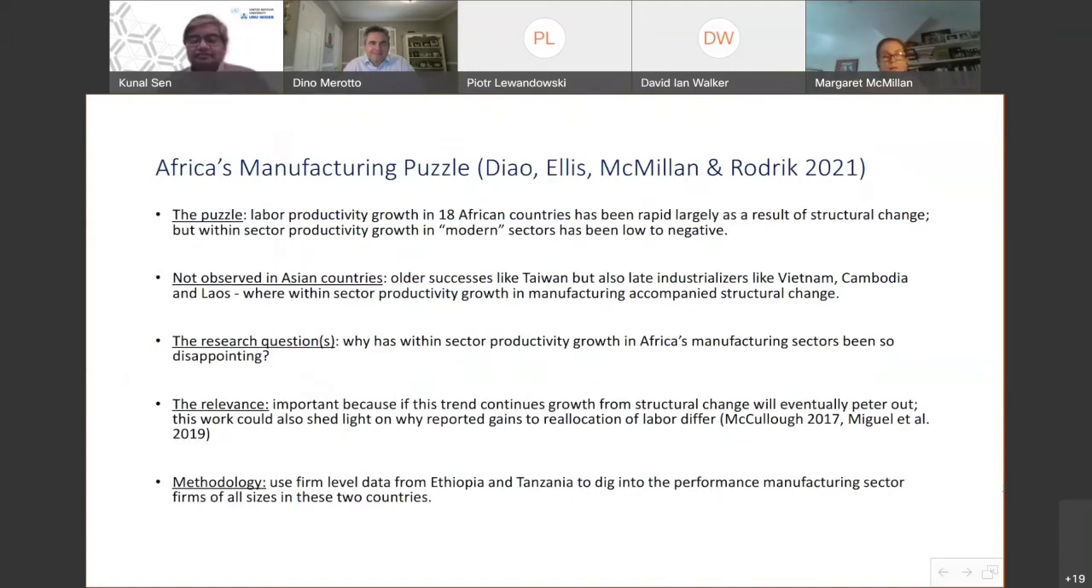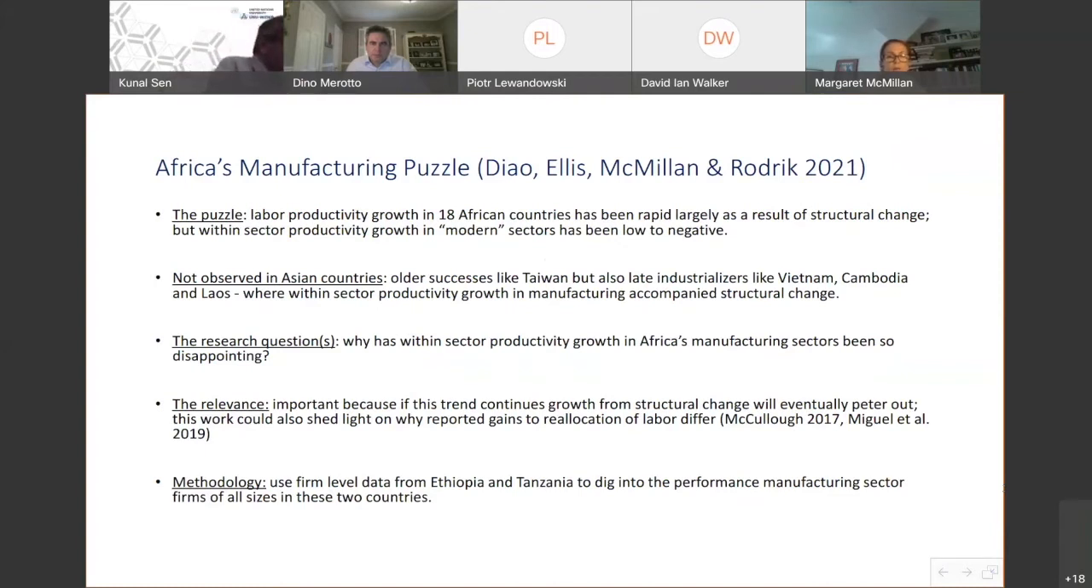So yeah, Danny referred to this paper in his talk yesterday. Some of this will be redundant, but the puzzle that we're trying to address in this paper is the fact that for 18 countries in the economic transformation database, we document this negative correlation in African countries between growth from structural change and within sector productivity growth.